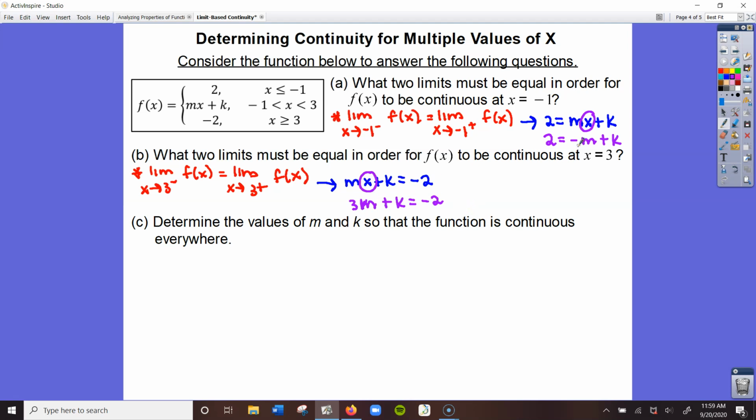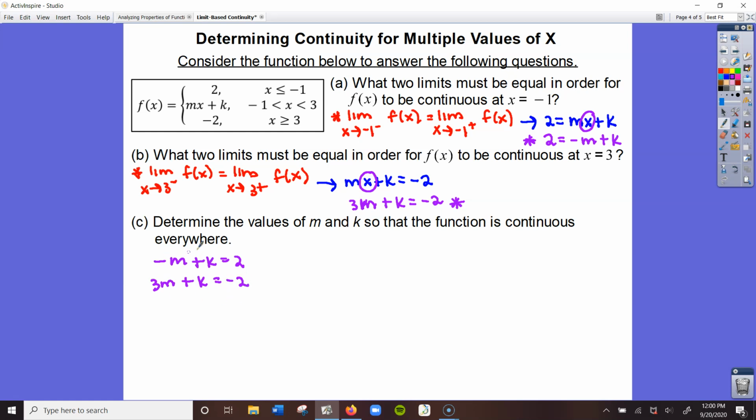Now, since I have two constants here that I'm trying to solve for, think of them as your variables, we're trying to solve for m and k. Since I'm solving for two separate variables, I need two separate equations, which is what I have. We can create a system from those two equations. So we have negative m plus k is equal to 2. That is my first equation. I just rewrote it so that m and k are on the left side. And then we have the second equation, which is 3m plus k, equal to negative 2.